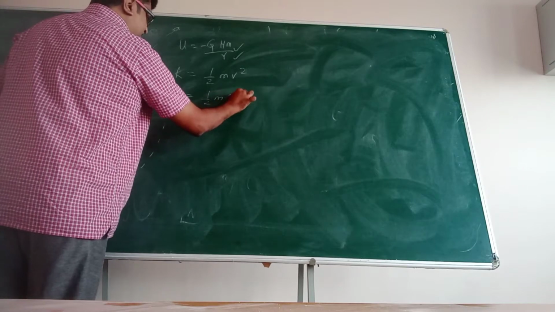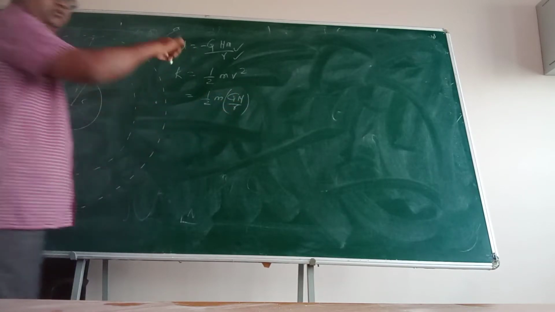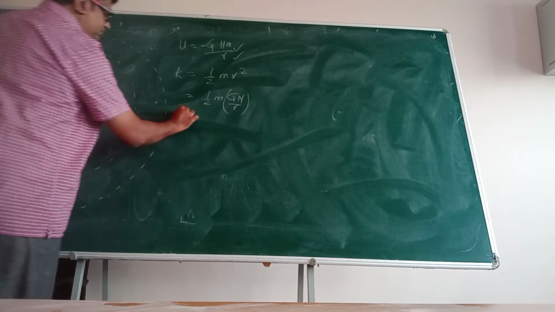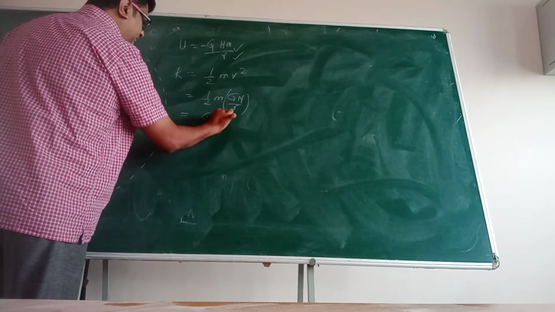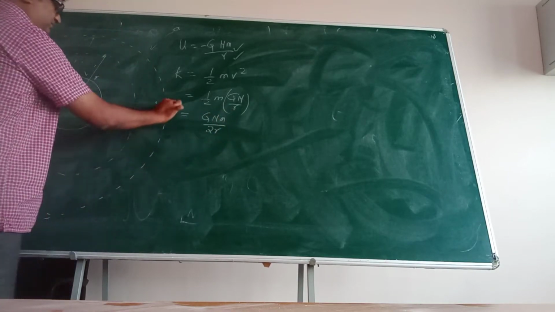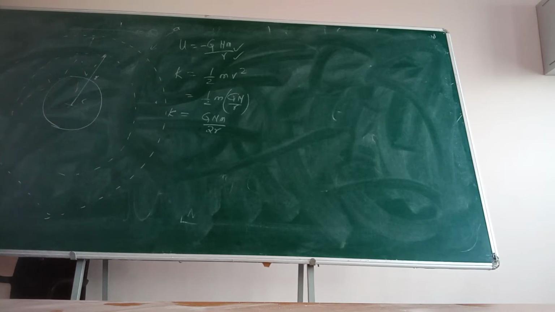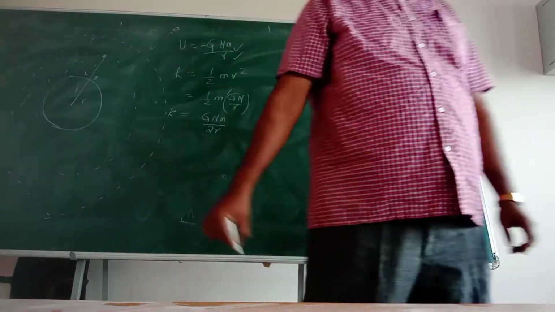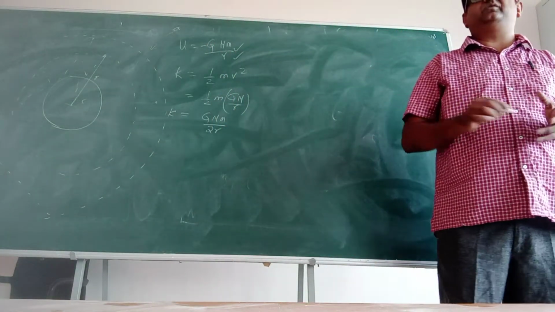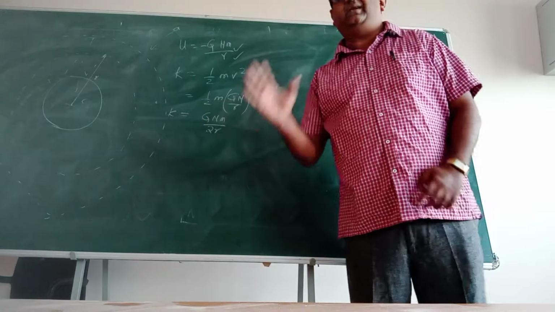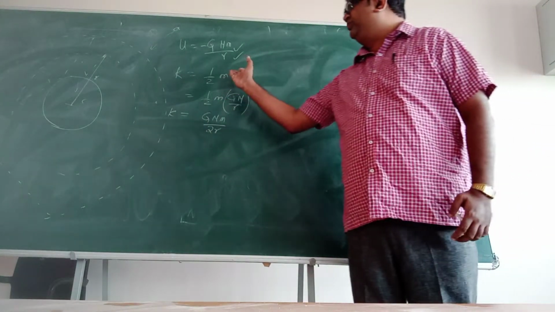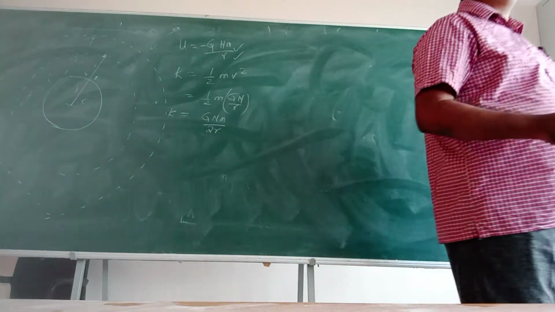So in half m v square, v is root over G M by r. But because there is a square here, it becomes G M by r. So what is the value? It is G M m by 2r. This is the kinetic energy. Remember, the kinetic energy is always positive. Why? Because mass cannot be a negative term, and it is v square. The square of anything is always positive.